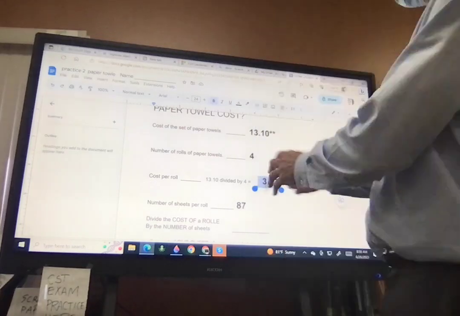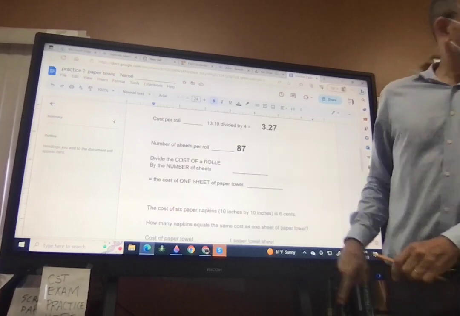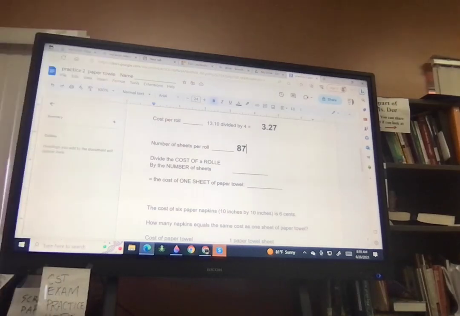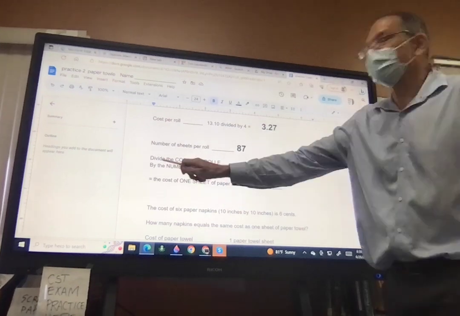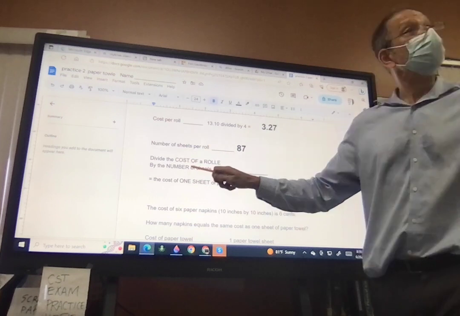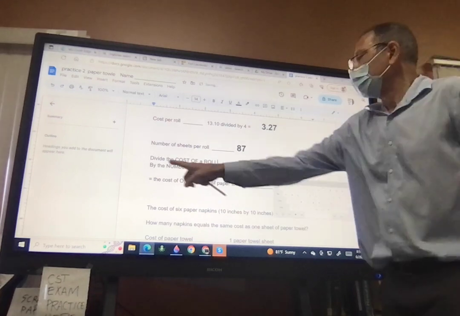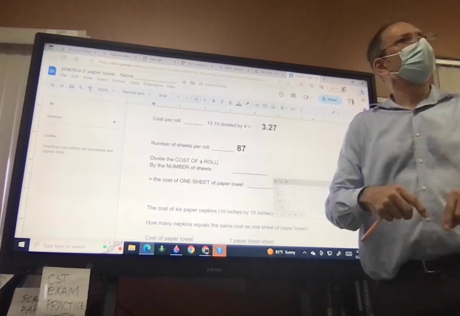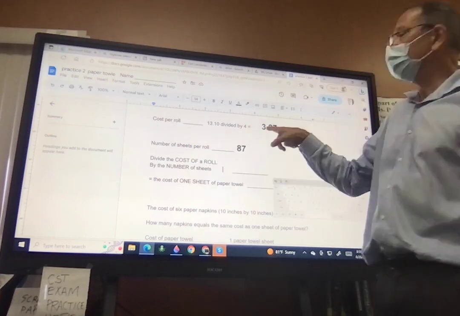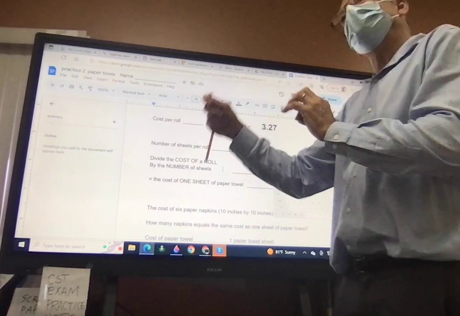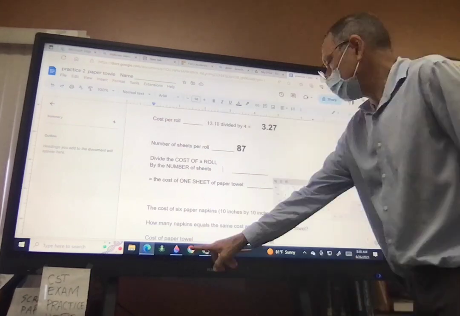Now, we're going back to this. How many sheets are there? Yeah, there's 87. That's what it says. What's this say here? Diviser le coût d'un rôle. I misspelled rôle there. Par le nombre de feuilles. Okay. So I have to divide 327 by this. And then we're going to find out how much each sheet is. So, we got 327 and 87.